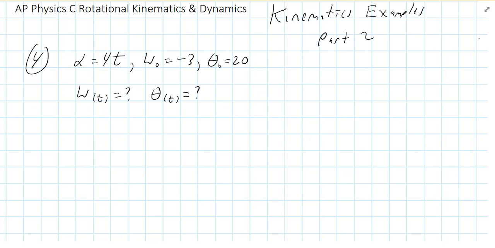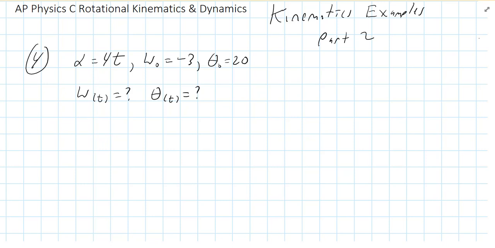Okay, so alpha is not constant; it's equal to 4t radians per second squared. Omega naught is -3 radians per second, and theta naught is 20 radians. What we're going to determine is the angular velocity of this particle as a function of time, and its angular displacement as a function of time. Since we have non-constant acceleration, we cannot use our shortcut equations for constant acceleration.